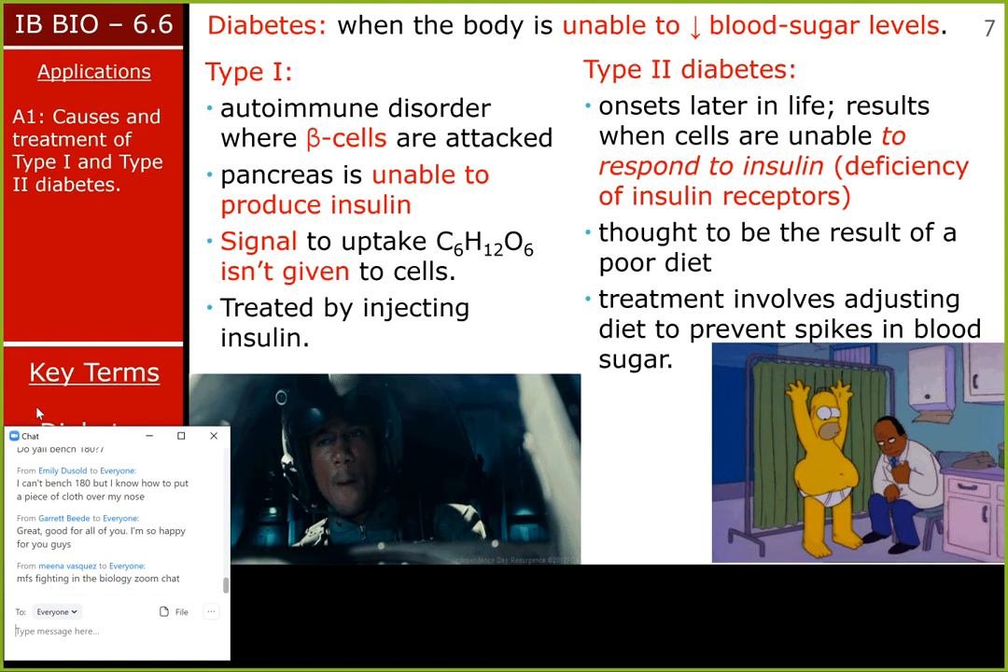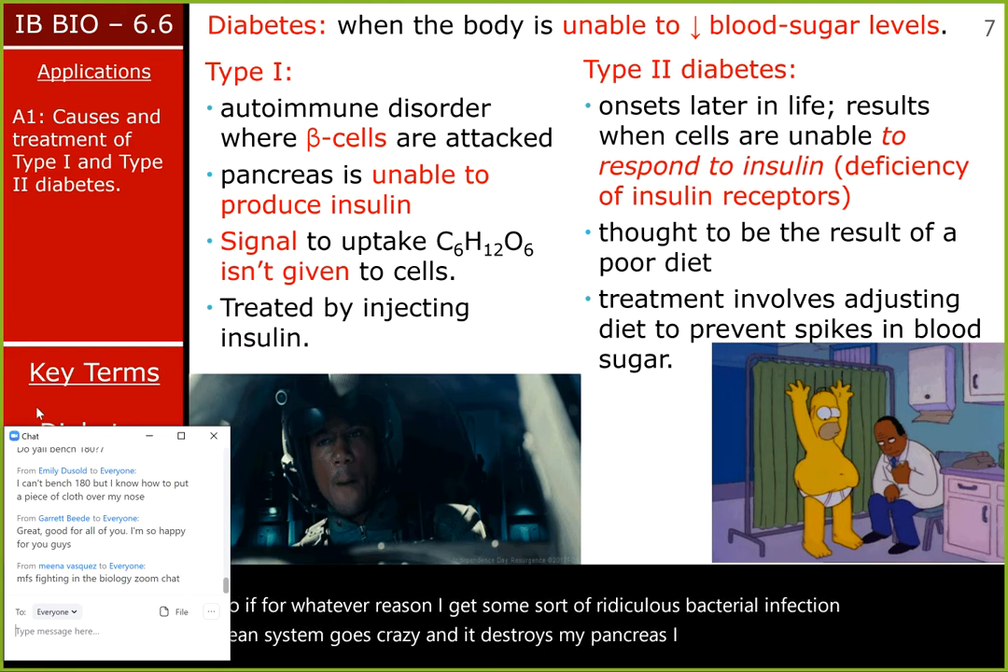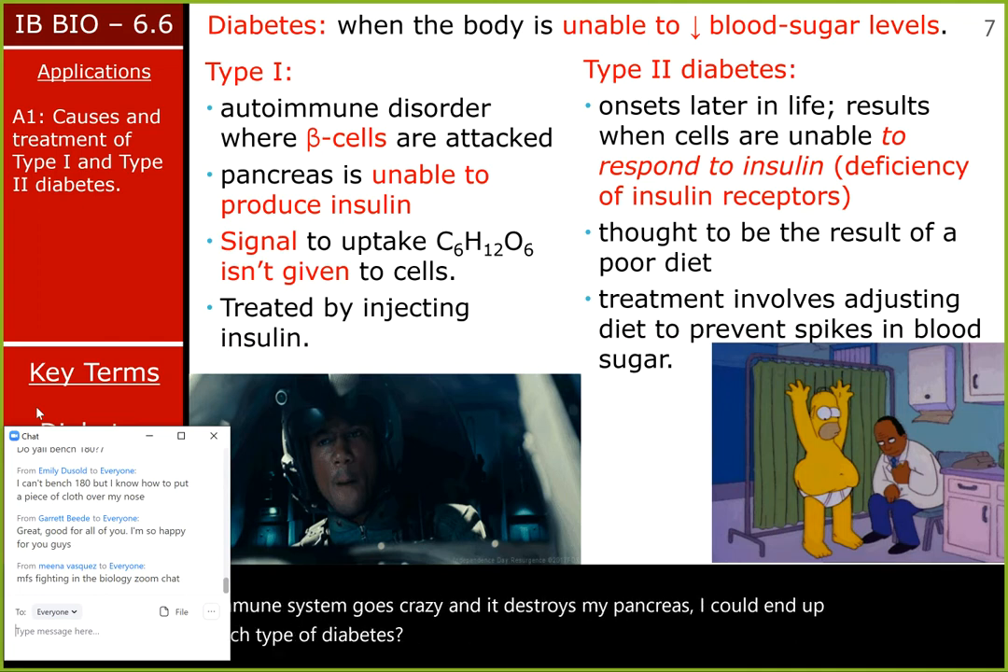Okay, so you can answer this question in the chat or with each other. So if I just decide to have like a Dunkin' Donuts Coolata, extra large every day, and 3 donuts, which type of diabetes am I going to get? Or you can just hold up your fingers. 2. Okay. So if for whatever reason I get some sort of ridiculous bacterial infection and my immune system goes crazy and it destroys my pancreas, I could end up with which type of diabetes? Type 1. Okay.